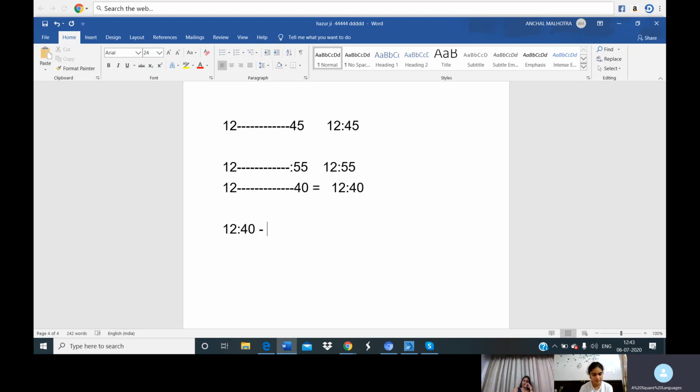So we can use it like this. Son veinte, 20 minutes we are left, right? Para. We have to use para over here. Son veinte para las doce. Doce is 12. Son veinte para las doce. Is that clear to you?